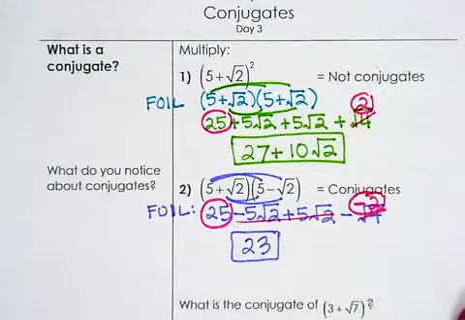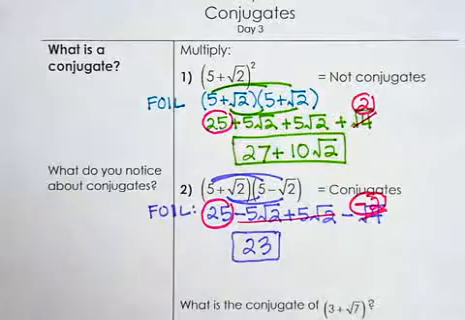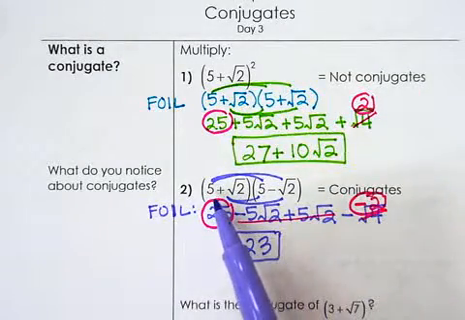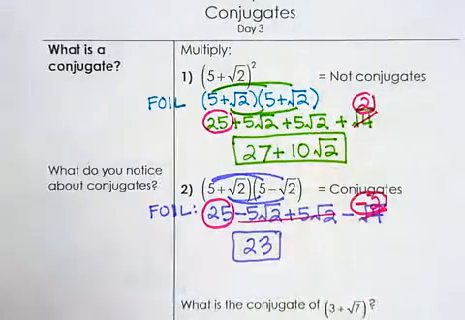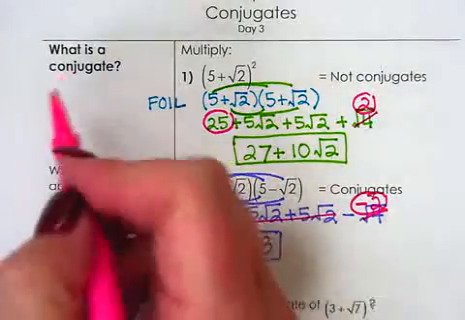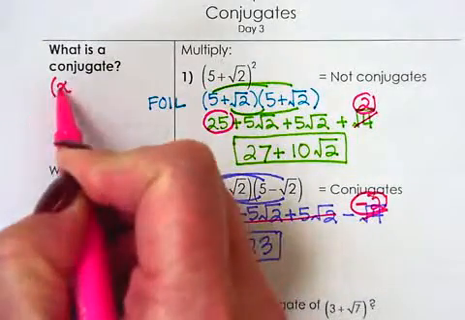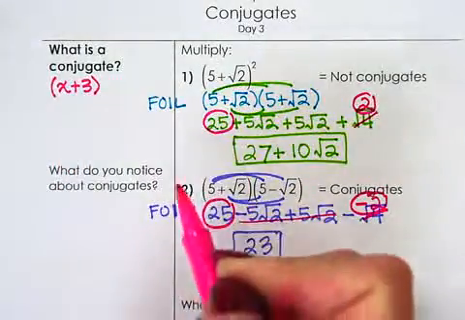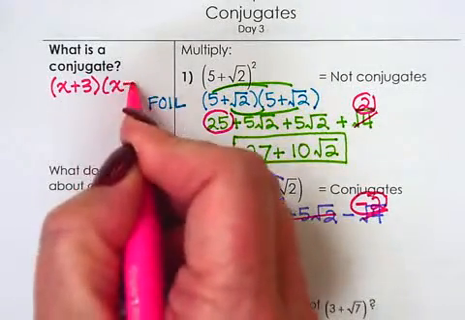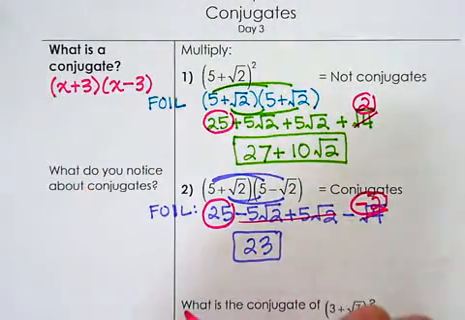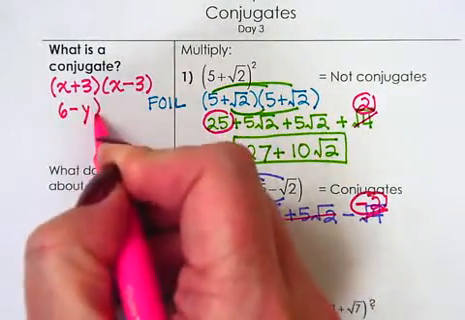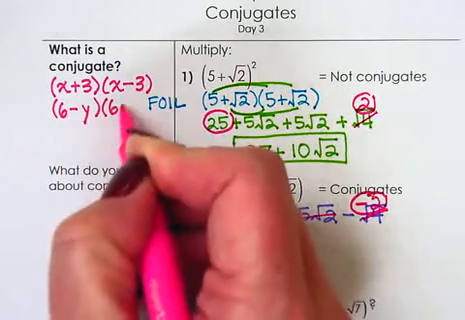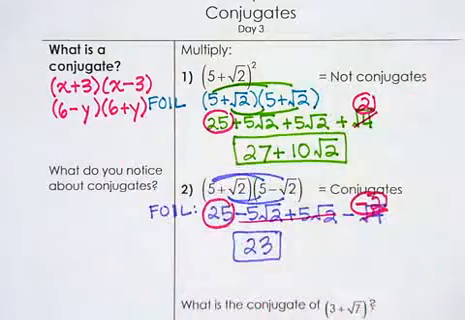So what is the conjugate? Basically, I'm going to take a binomial like 5 plus radical 2, and I'm going to rewrite it, but make the sign on the inside the opposite. Here's a conjugate pair you'd probably be familiar with. If I had x plus 3, then the conjugate to that is going to be x minus 3. Or if I had 6 minus y, then the conjugate to that is going to be 6 plus y. Those are conjugate pairs.